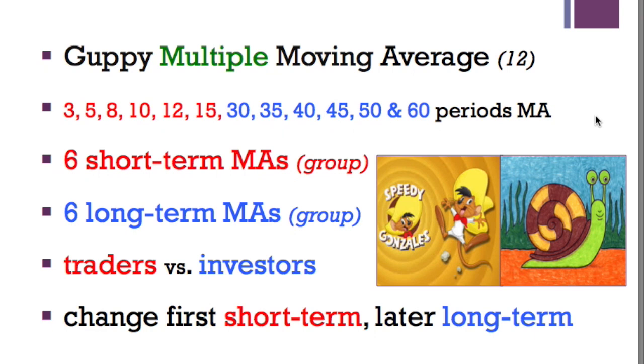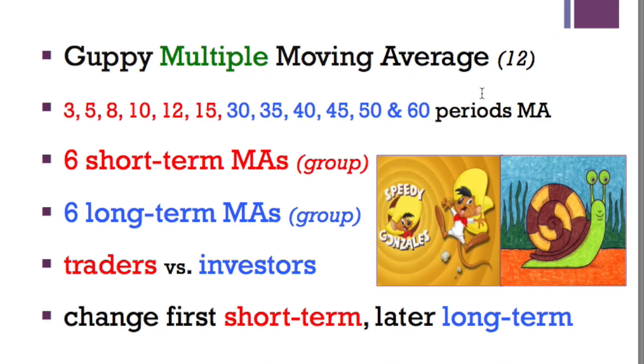Now, Daryl Guppy looked at 12 different moving averages. So the 3 periods moving average, the 5 periods moving average, the 8 periods moving average, 10, 12, 15, 30, 35, 40, 45, 50, and 60 periods moving average. Here, the first 6 are the short-term moving averages, a group of 6 short-term moving averages. And this second group here in blue, 6 long-term moving averages.